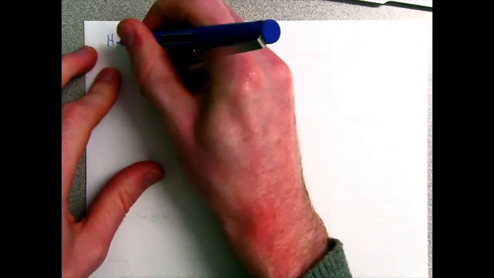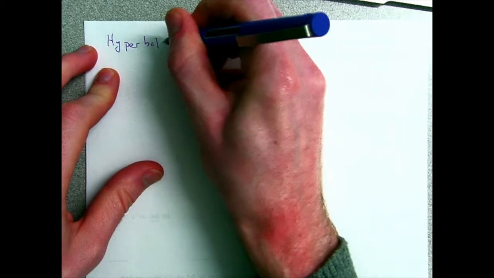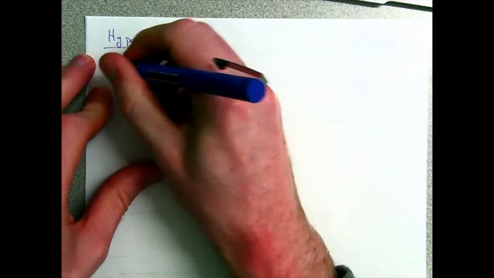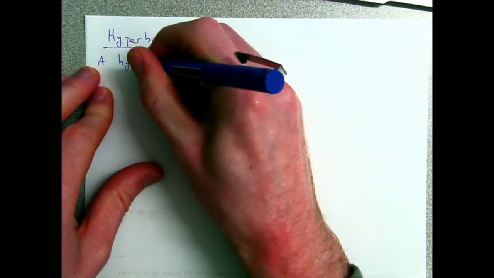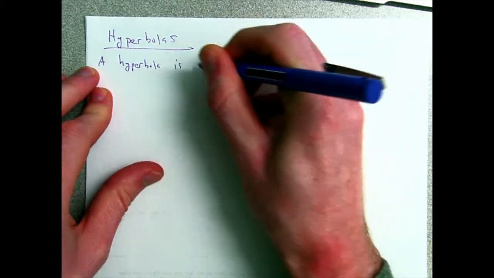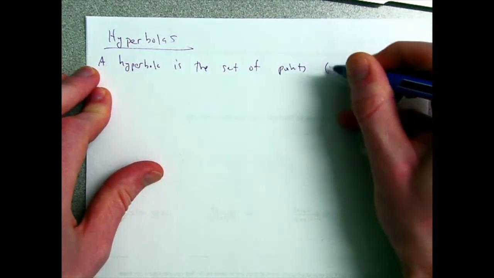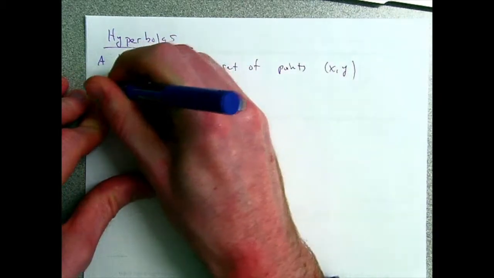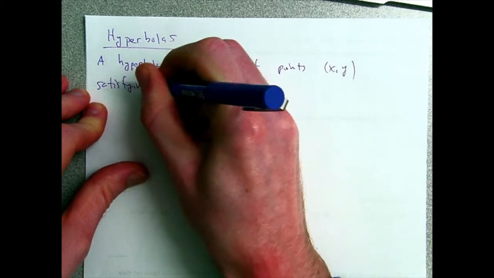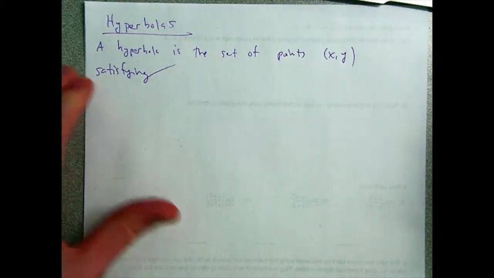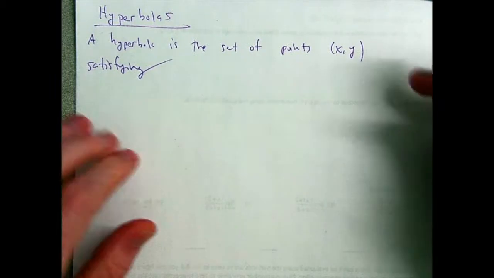Next conic section, which is hyperbolas. So, one definition of a hyperbola is the following. A hyperbola is the set of points (x, y) satisfying one of the following equations. So here is one equation for a hyperbola.